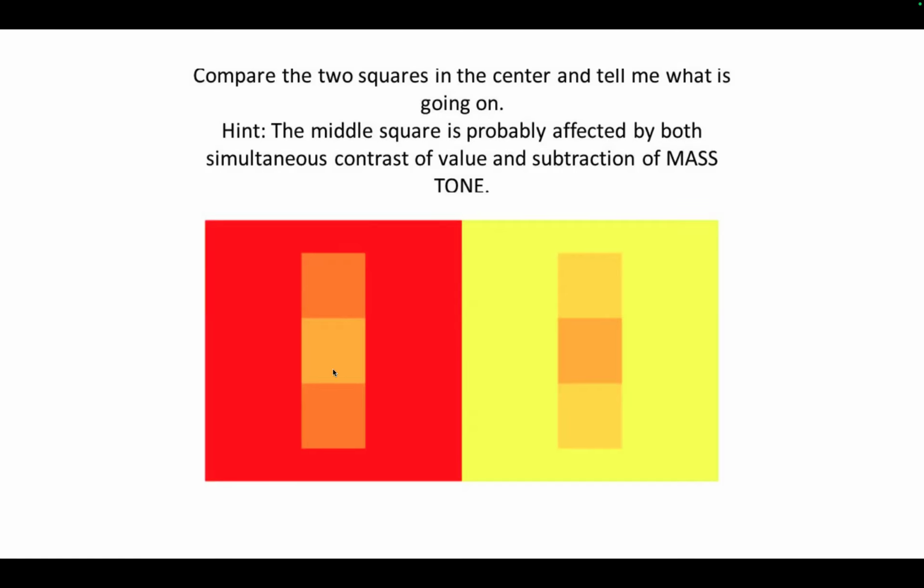Yeah, so it's also doing that thing we just talked about, which is subtraction, right? So if we think of orange as made of red and yellow, we can think of the fact that red is being subtracted from this orange, making it more yellow. Yellow is subtracting from this orange, making it a little more red than this one, right?